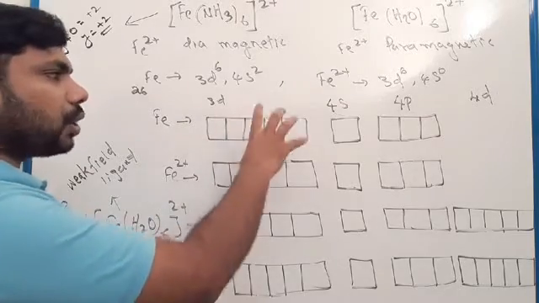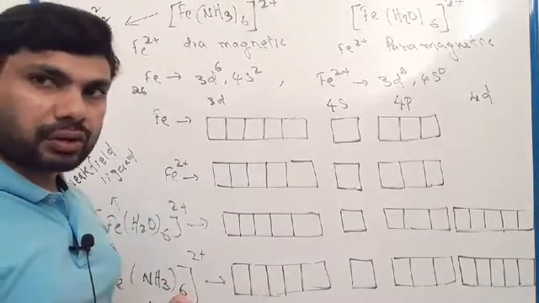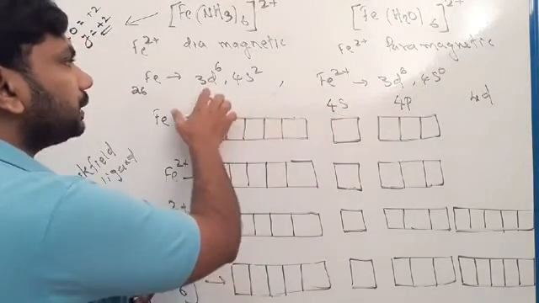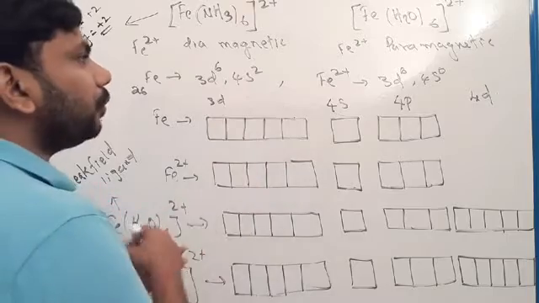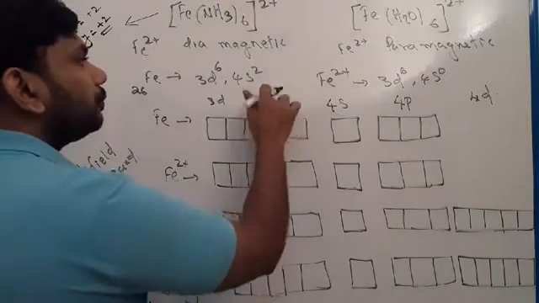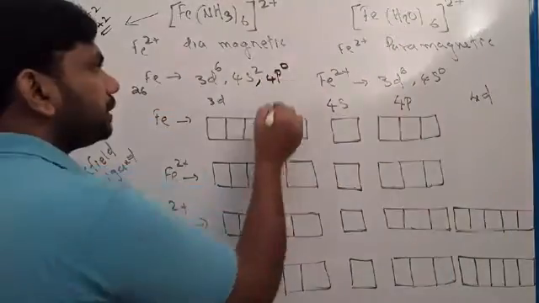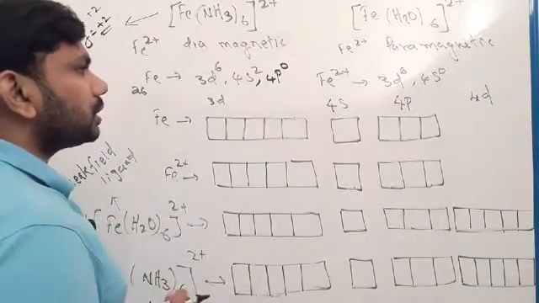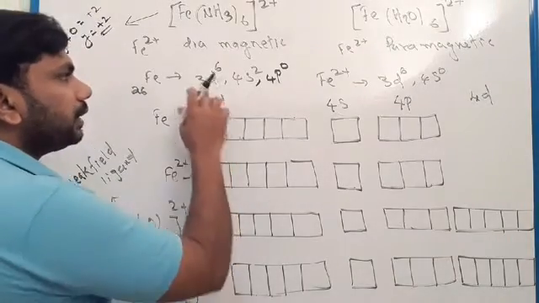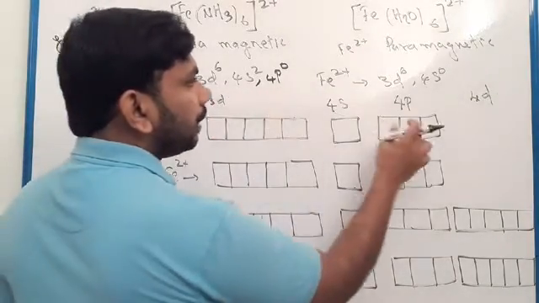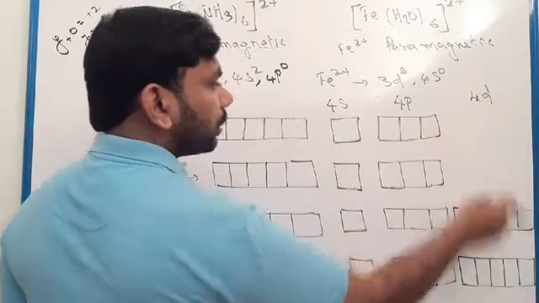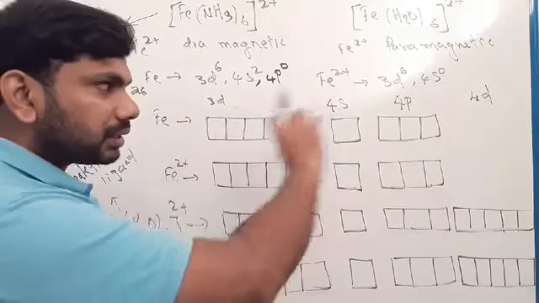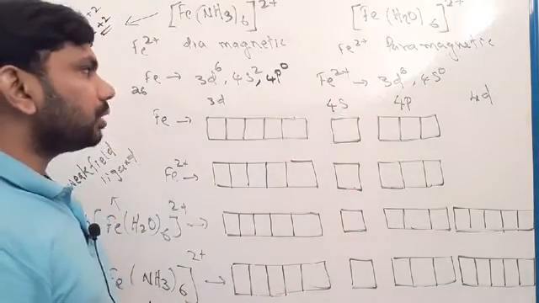We can use boxes to represent the subshell electron configuration. 3d, 4s, 4p. After 3d and 4s, the next one is 4p. Actually, 4p is an empty orbital here, 4p 0. There are no electrons in 4p. After 4p it will be 4d. So 3d, 4s, 4p, 4d. These are the subshell electron configuration.